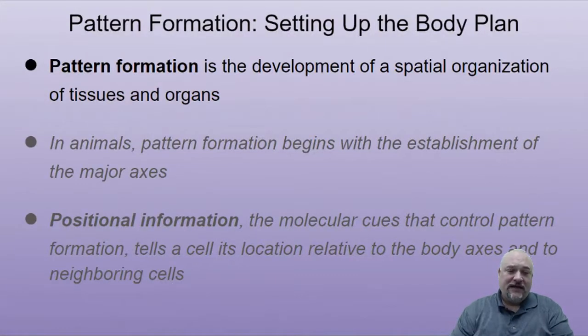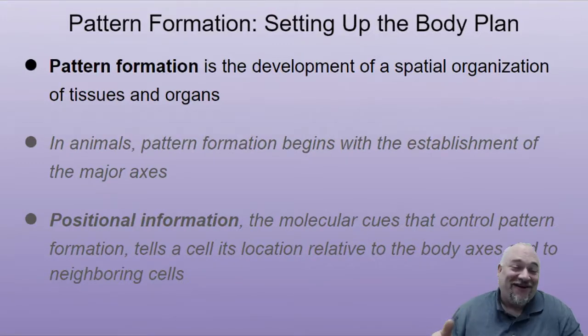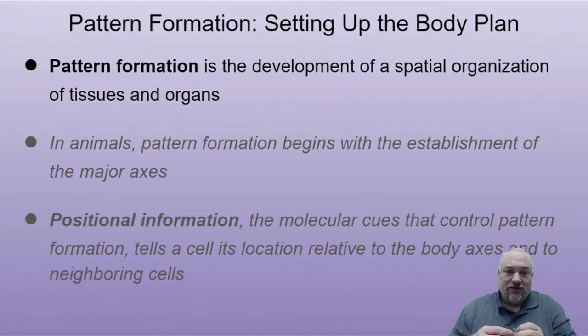Another thing that can be determination is pattern formation, the development of spatial organization of tissues and organs. When an embryo starts to form, we have a mass of cells, and we establish major axes. This is where the head's going to be, this is where the feet are going to be, and then things will develop off of that. Once you determine that initial axis, you can decide what things are going to become what based on where they are in relation to the midline of the body.